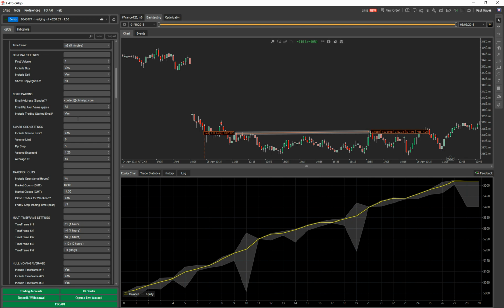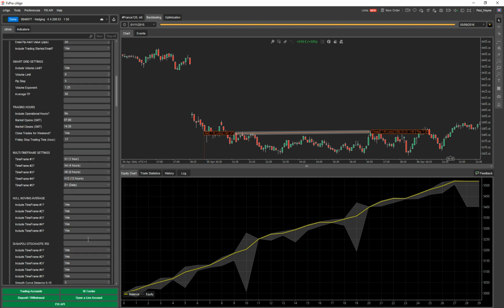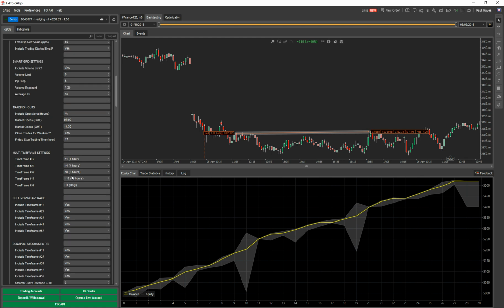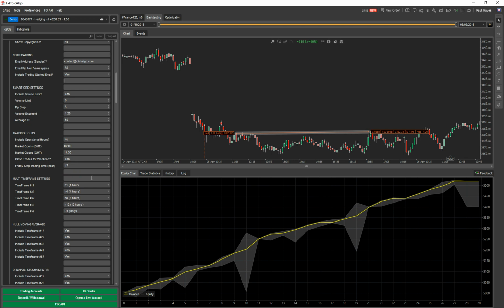This is mostly because it doesn't just fire off trades every 5 minutes. What it does is make sure that both of these indicators here, the Hull moving average and the stochastic RSI, have all got to be bullish or bearish on all of these time frames. So it doesn't happen often. But when it does, you've got a better chance, a higher probability that the trend will go that way.